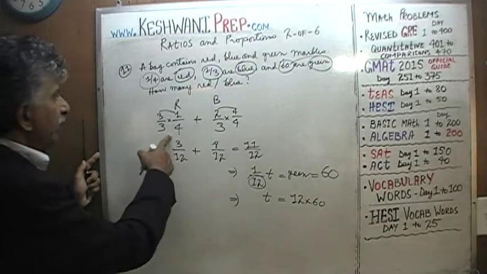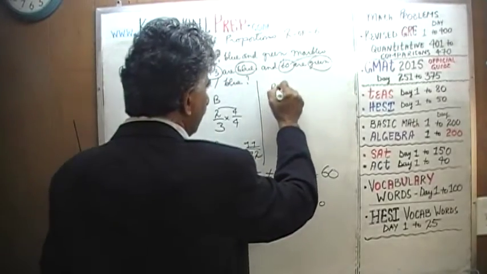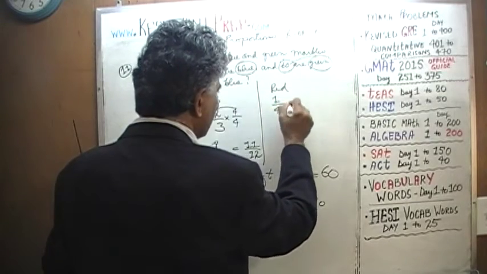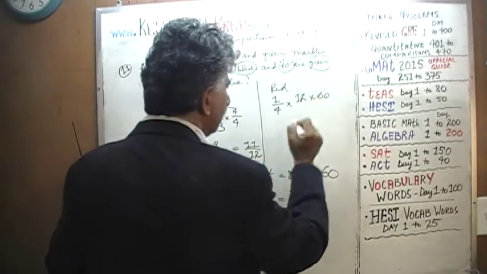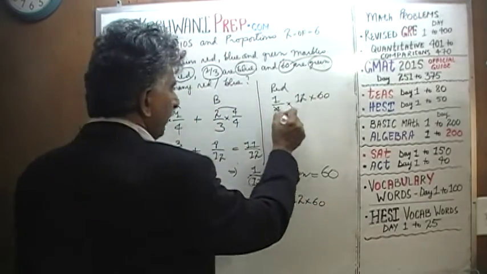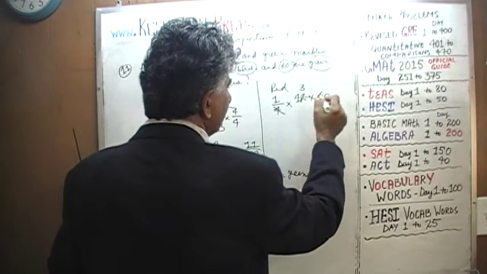We have to find out how many red there are. Red we know is 1/4 of the total, which we know is 12 times 60. Divide top and bottom by 4, 12 will become 3, and the red must be 120. Red must be 120.